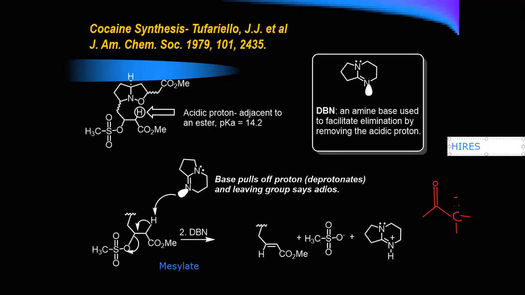That's exactly right. I can take this pair of electrons and push them here, and I can take this pair and push them up onto the oxygen. So that's why that proton has a pKa of 14.2, because the conjugate base, after I treat it with this DBN, the strong base, is stabilized by resonance. So this is how the elimination part works. DBN comes in, boom. You push this pair of electrons here to make the pi bond, and then you lose the mesylate.